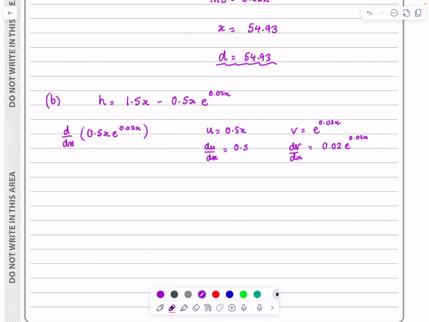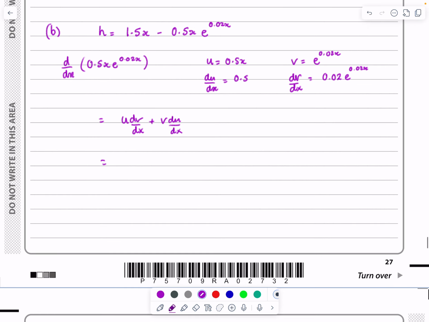So then we get that the differential is going to be equal to u dv by dx plus v du by dx. That's the way I do my products, using that formula there. So u dv, those two, v du, those two. That's why I set it all up like this. It's easier for me to remember that way. You might have your own way of doing it, as long as you end up with the same answer.